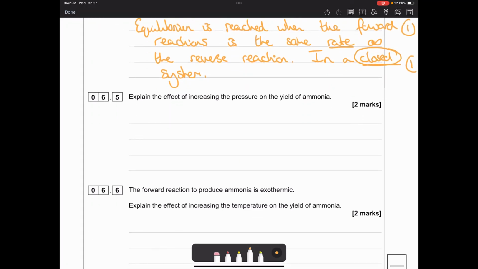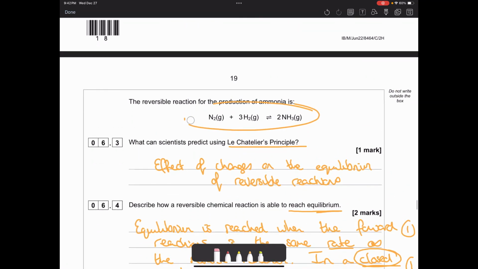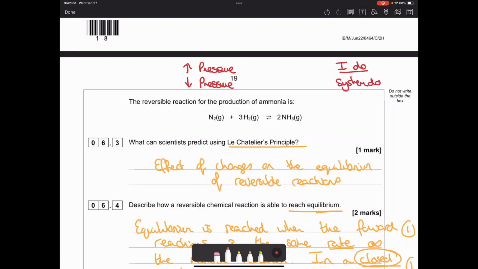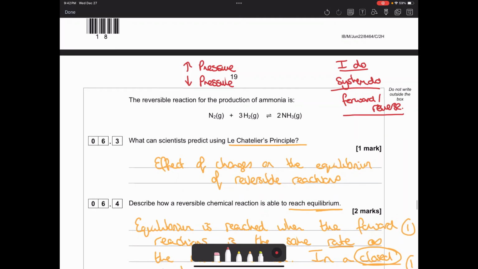Explain the effect of increasing the pressure on the yield of ammonia. So remember, using Le Chatelier's principle, if I increase something, so I'm coming along here, I'm increasing the pressure, so the system will try and decrease the pressure. So I always think about these questions in terms of, right, what am I doing? What would the system then do, which is the opposite? Is that going to favour the forward or reverse reaction? And therefore, what is that going to do to the amount of product or the yield of what I'm doing? So 4 steps.